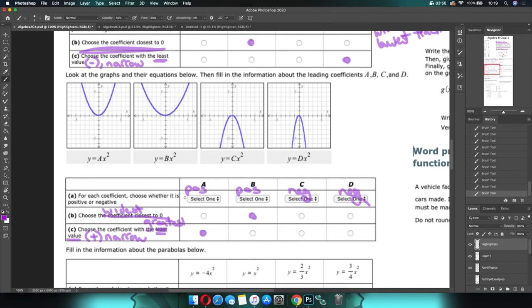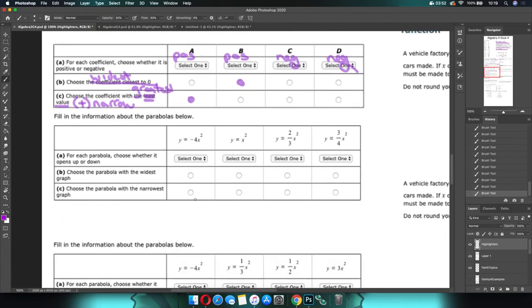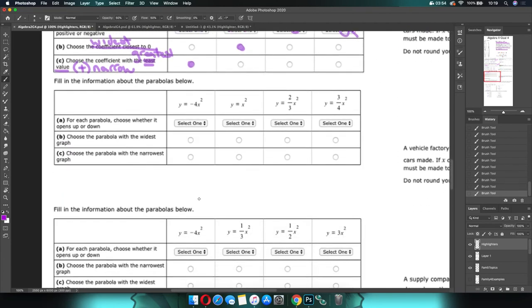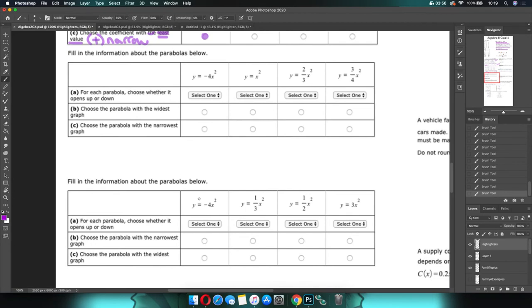But like I said, this topic comes in two flavors, because sometimes they just give you the coefficients. How am I supposed to do that? Actually, it's kind of easy. So whether it opens up or down, we talked about it before. If it opens up, it's positive. If it opens down, it's negative. So this one is going to be opening down because that's -4.